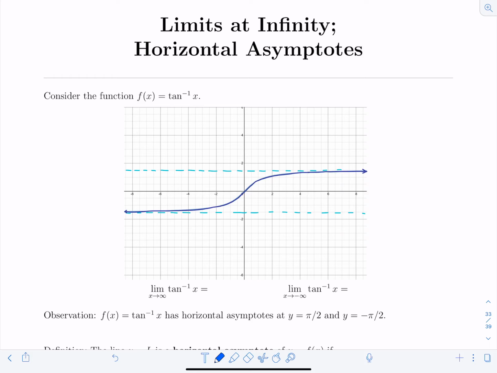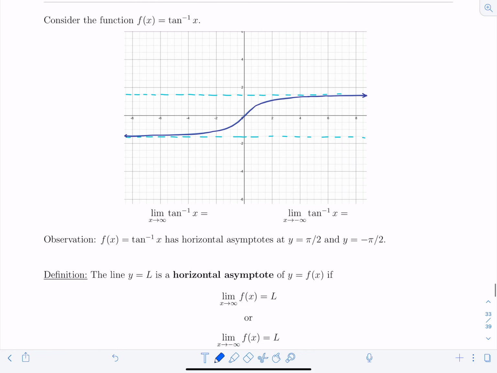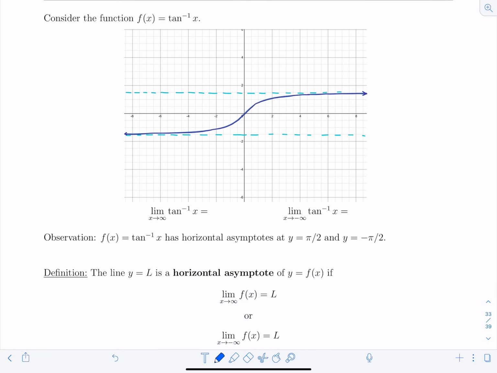Calculus 1 video lecture number 6 on limits at infinity and horizontal asymptotes. So we're going to start off by considering the function f of x equals tan inverse of x. You should have this graph burned in your brain. So we know that this function has two horizontal asymptotes, one at pi halves and one at negative pi halves. And it also goes through the origin at (0, 0), and it's increasing.